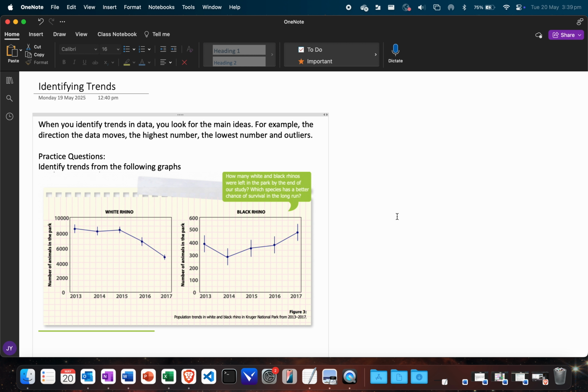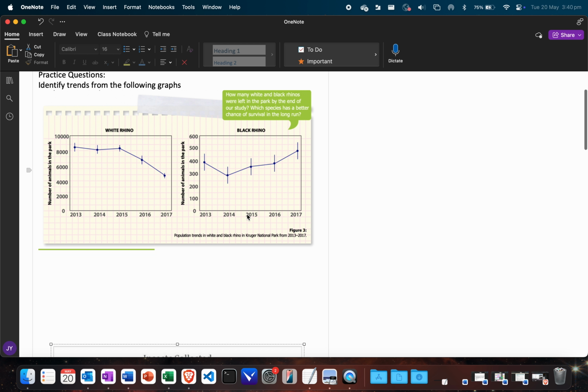So when you identify trends in data, you are trying to find what are the main ideas that this data is trying to say. For example, you might want to identify the direction that the data moves. Is the data moving up? Is it moving down? Or you might want to find the highest number, the lowest number, maybe some outliers. Just what are the main ideas?